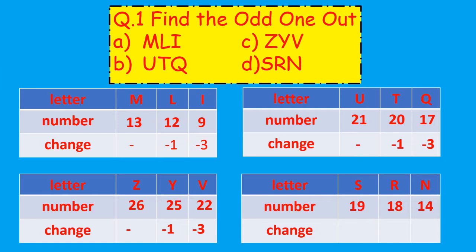So now let us see that SRN also follows this rule or not. So here the difference between the first and the second is minus 1. But if you see, the difference between R and N is minus 4 and not minus 3. So therefore SRN doesn't follow the rule which others follow. So clearly option D SRN is the odd one out. So now let us look at the second question.